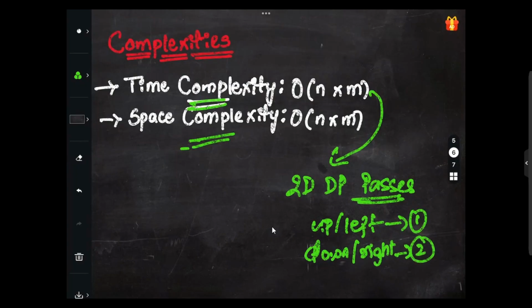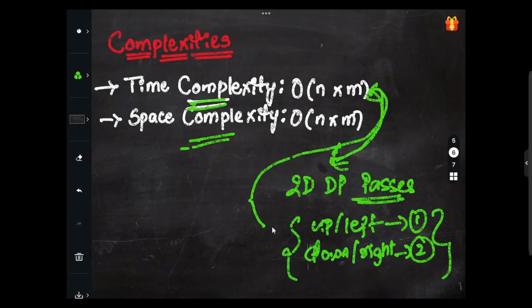One pass to pick centers and mark the rest, and one pass to validate. Each is linear in grid size. So the overall time complexity would be O(n × m), as I've shown here, and the space complexity would be O(n × m) as well.